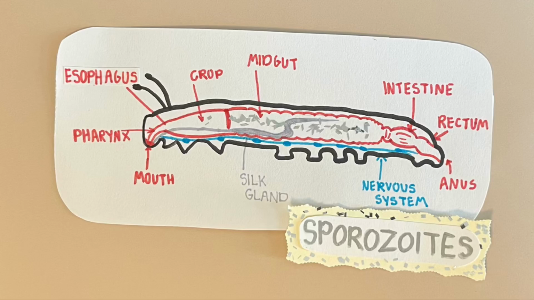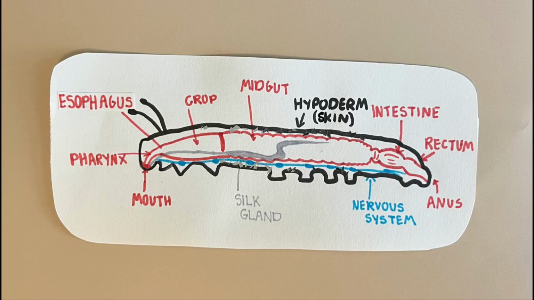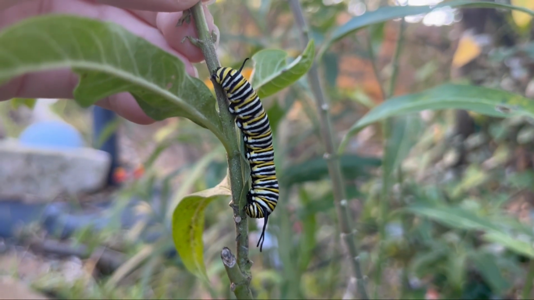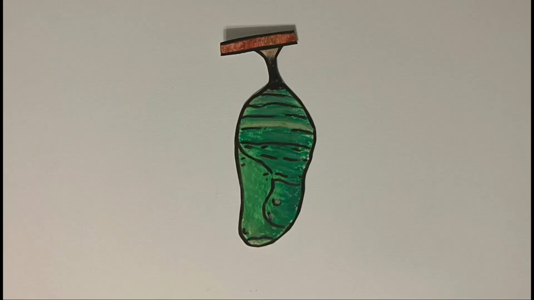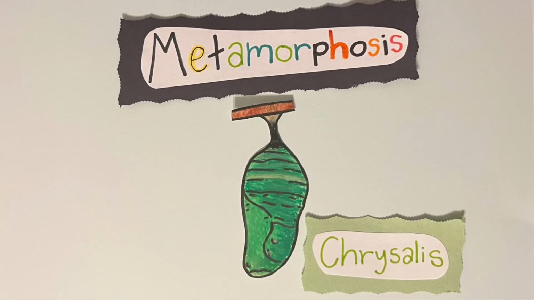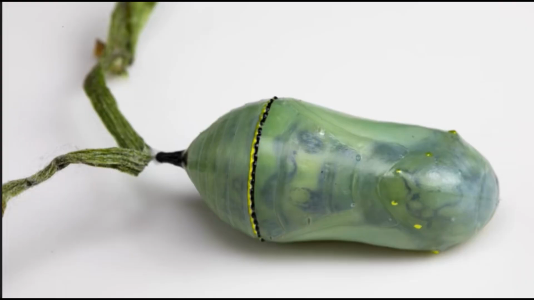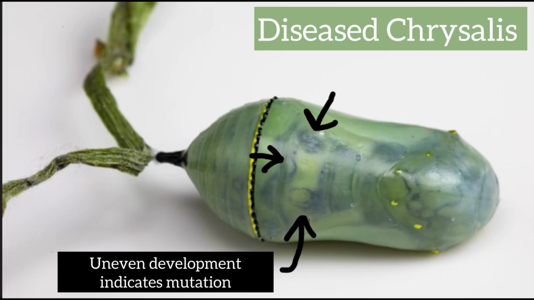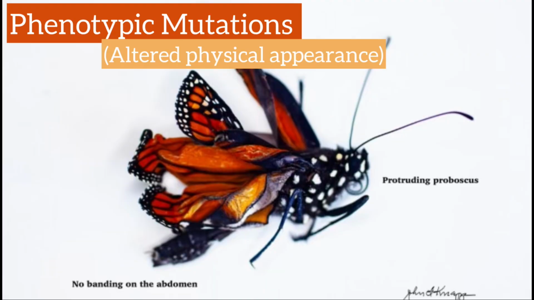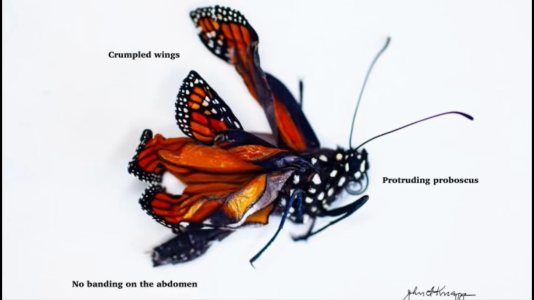These sporozoites bury through the caterpillar's gut lining until they reach its hypoderm, where they reproduce asexually throughout the caterpillar's larval stages. However, this parasite does not kill caterpillars. Instead, OE completes most of its reproduction during metamorphosis inside the chrysalis as the monarch's tissues reorganize. The parasite's reproduction interferes with the pupa's development, leading to phenotypic mutations like crumpled wings or a darkened abdomen.